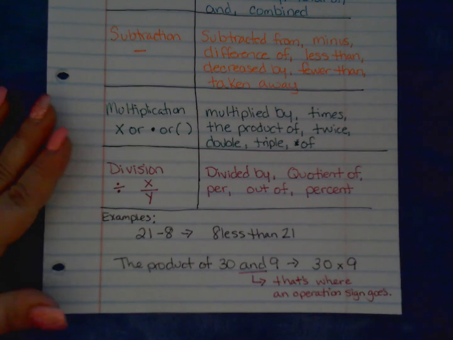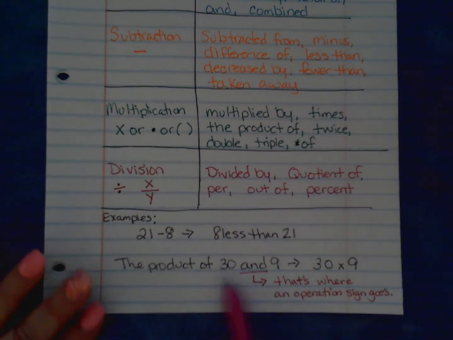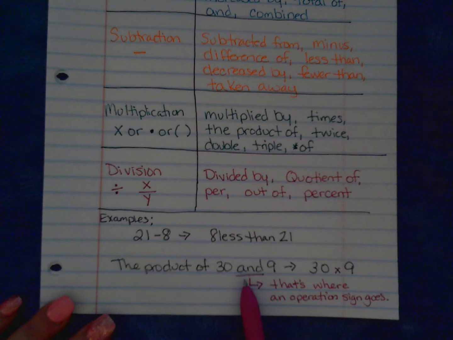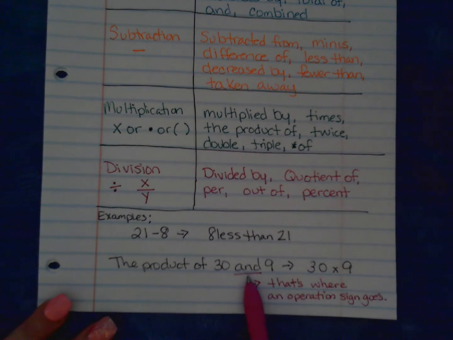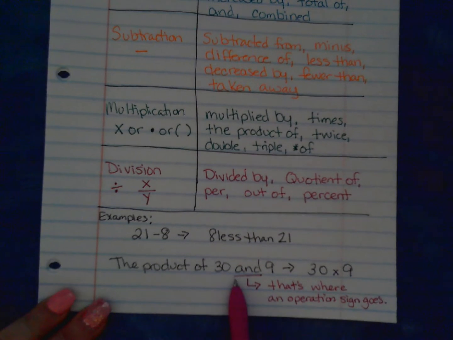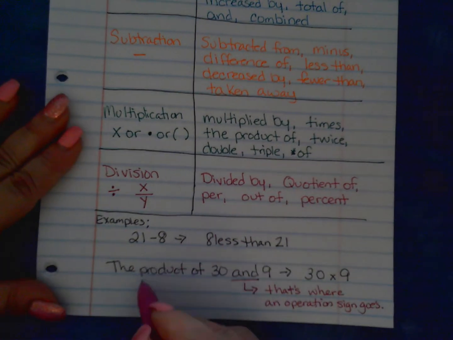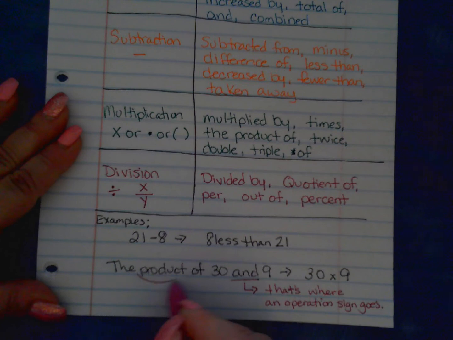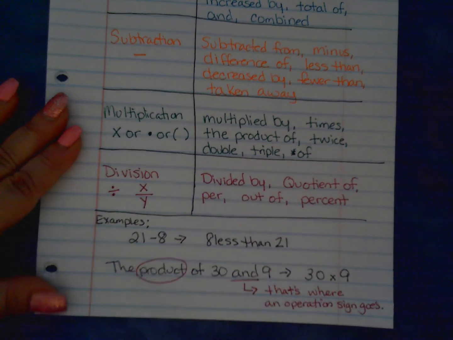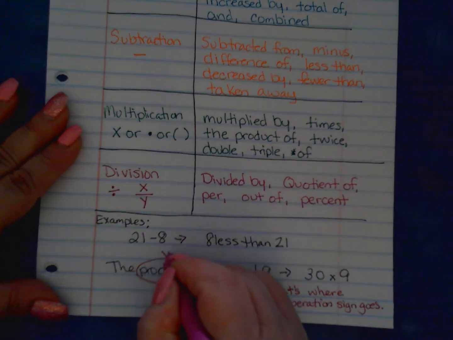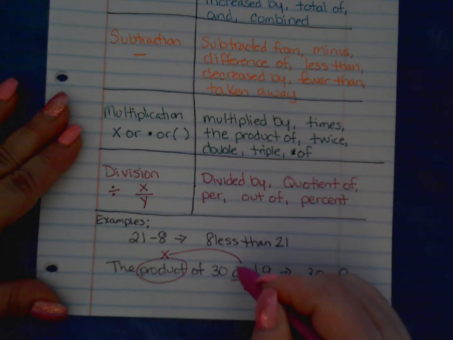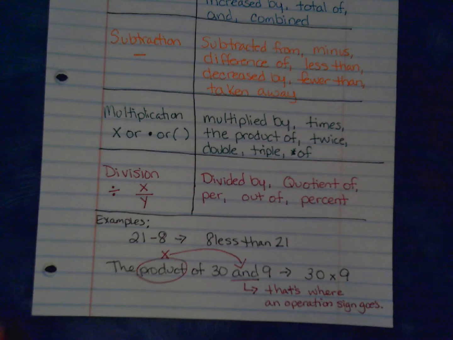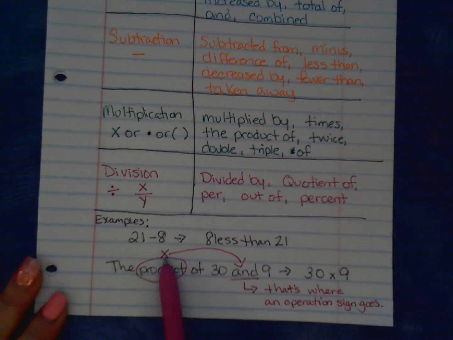Okay? So when you see two numbers surrounding the word and, what you have to do is figure out which operation goes in between them. So I always like to, as I'm solving these problems, circle my operation word, and then I know that this means multiply, and then I draw an arrow and I put it to the and, and then that tells me my problem is 30 times 9.